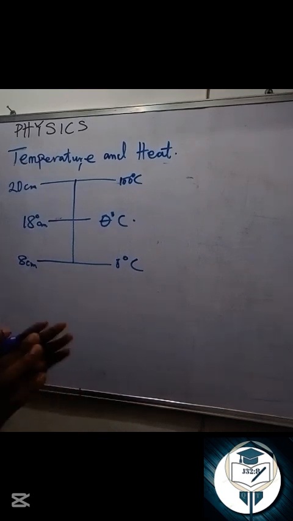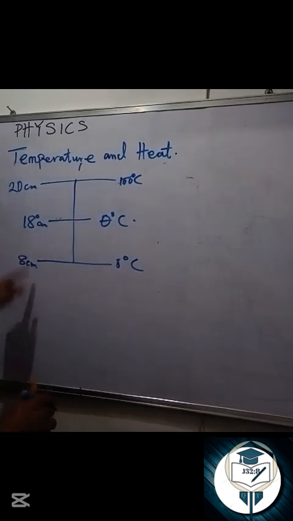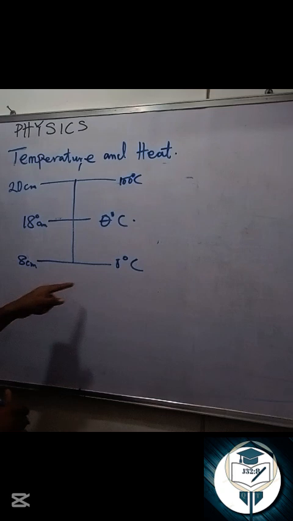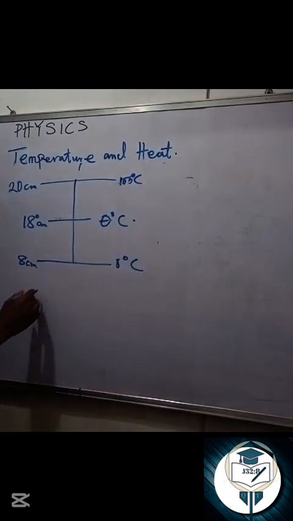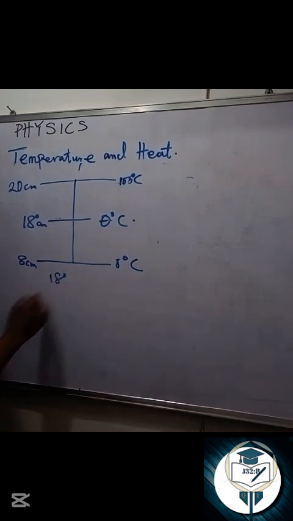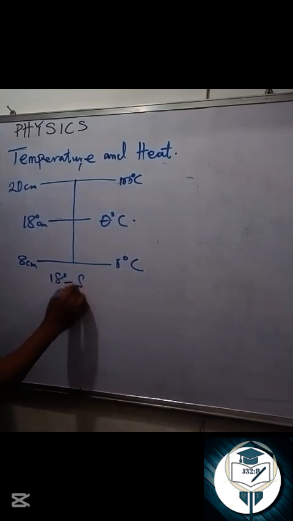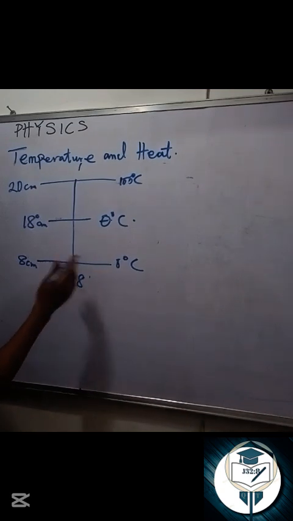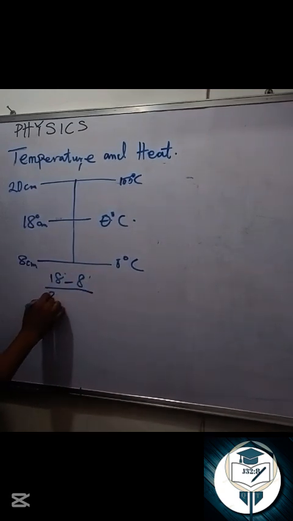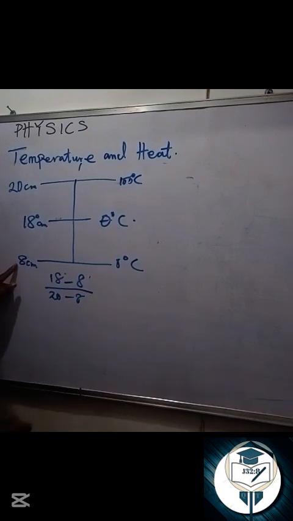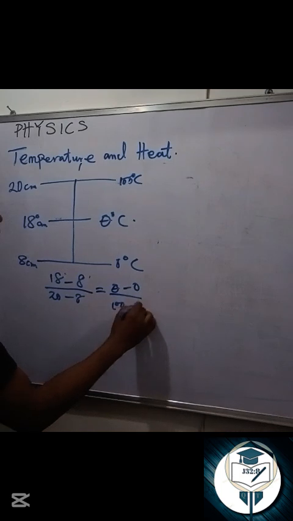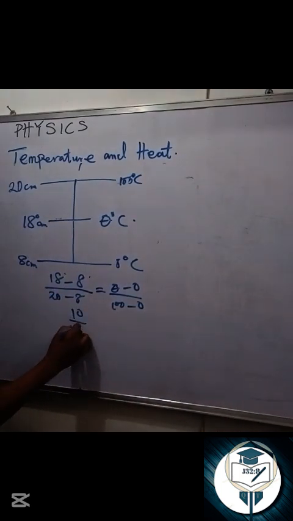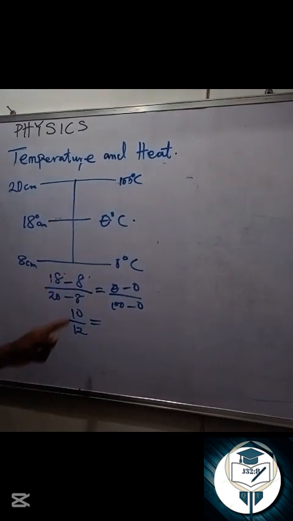Okay, so like I said, you follow the formula. You say this minus this over this minus this, and equal to what? This minus this over this minus this. So let's look at the answer it gives us. So we have 18 centimeters minus 8 centimeters over what? 20 centimeters minus 8 centimeters equal to theta minus 0 over what? 100 minus 0. So what do you have? 10 over 12. 18 minus 8, 10. 20 minus 8, 12.